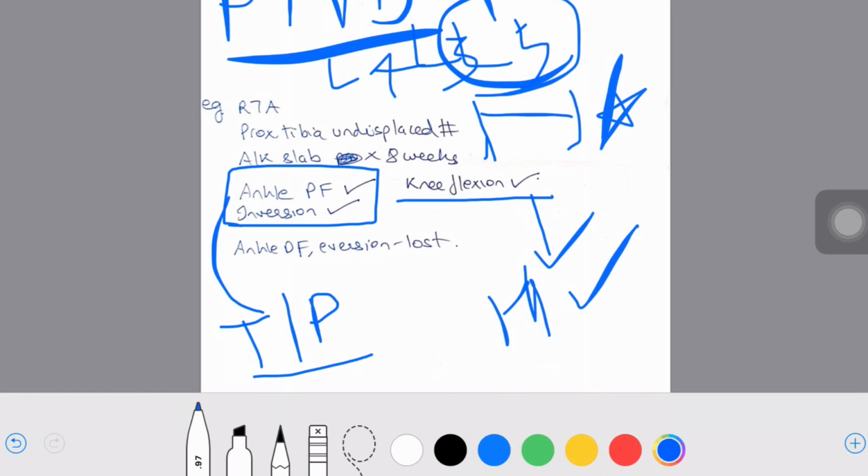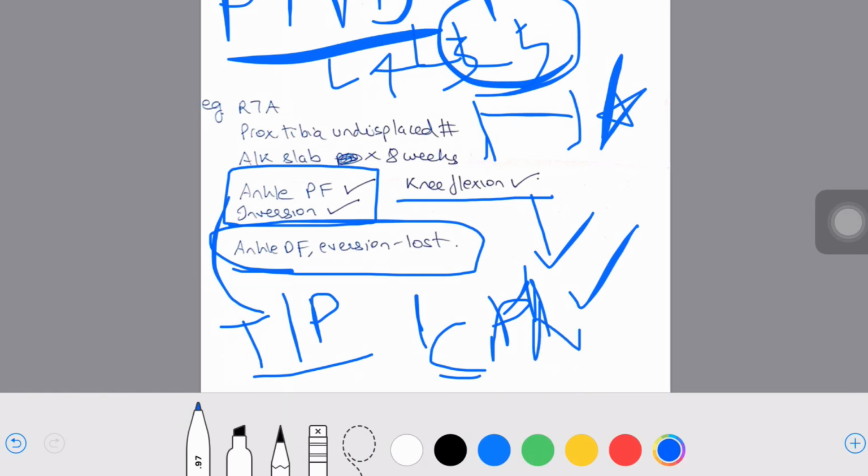And now ankle dorsiflexion and eversion both are lost, with preservation of ankle plantar flexion and inversion. What are you probably suspecting? You are suspecting a classical case of foot drop, that is common peroneal nerve palsy.